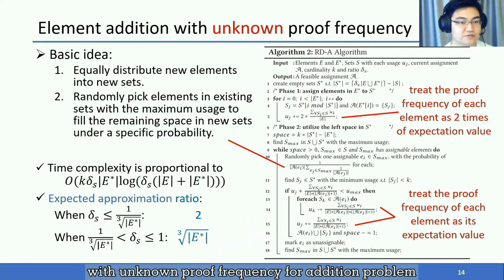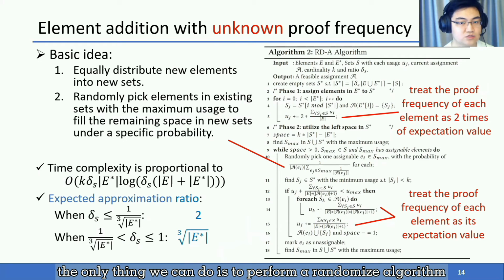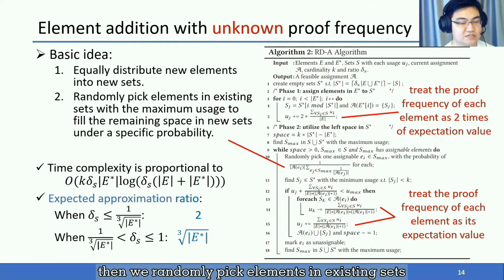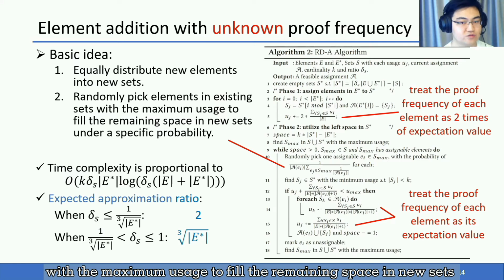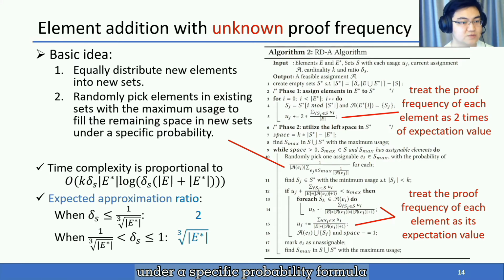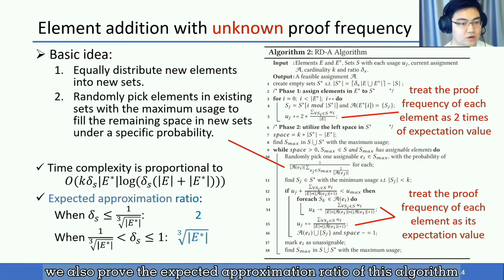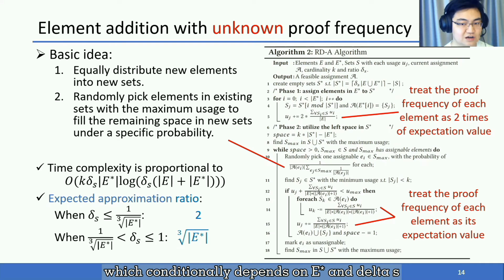With unknown proof frequency for the addition problem, the only thing we can do is to perform a randomized algorithm. Basically, we first equally distribute new elements into new sets. Then we randomly pick elements in existing sets with the maximum usage to fill the remaining space in new sets under a specific probability formula. The intuition is to pick elements that have been assigned to fewer sets with higher probability. We also prove the expected approximation ratio of this algorithm, which conditionally depends on E star and delta S. And in more general cases, the approximation ratio is 2. For more details, please refer to the paper.